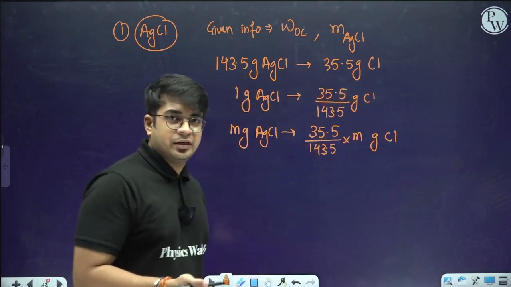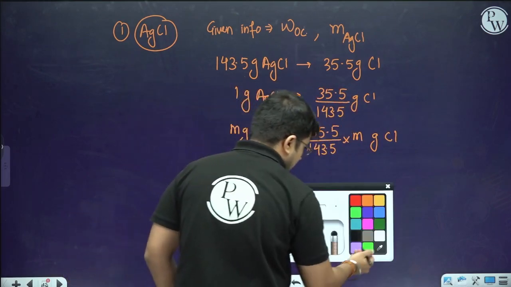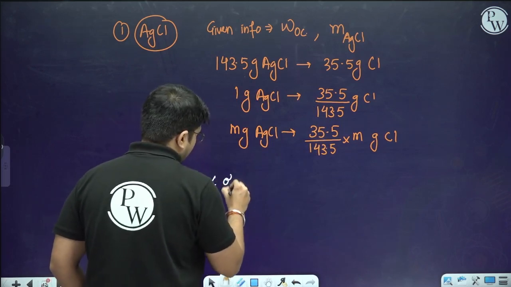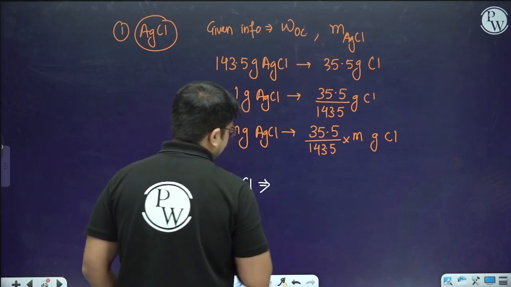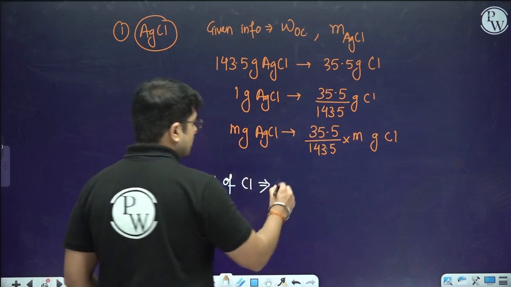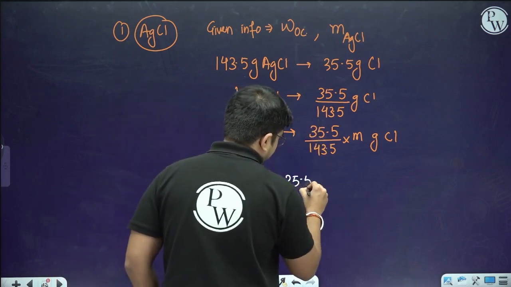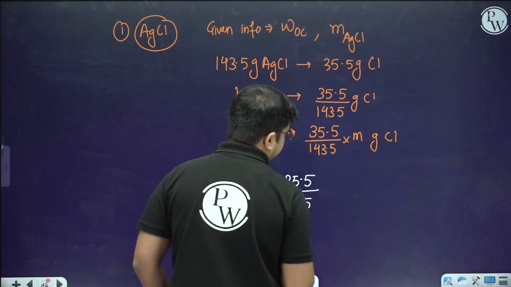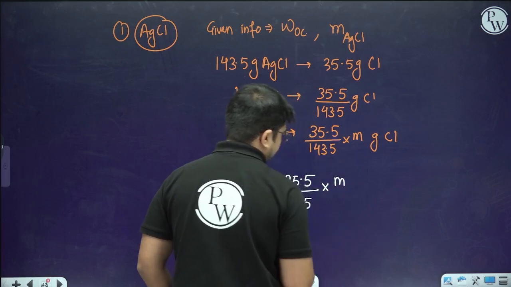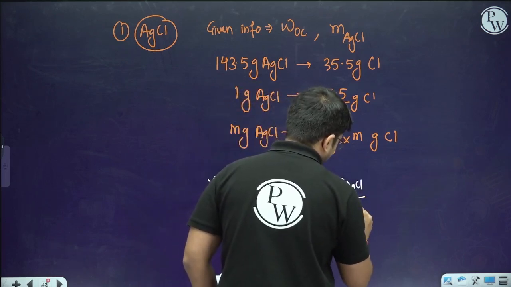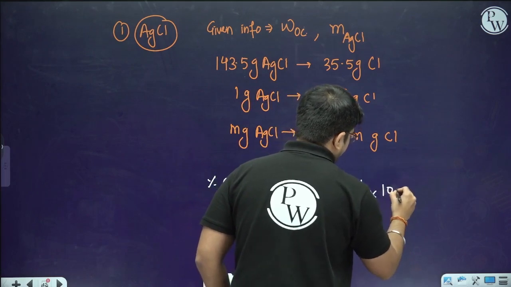Now the rest of the part is very easy. You have calculated the amount here. So percentage of chlorine will be equal to the amount of chlorine in the organic compound, which is 35.5 divided by 143.5 multiplied by m of AgCl, divided by W of organic compound, multiplied by 100.